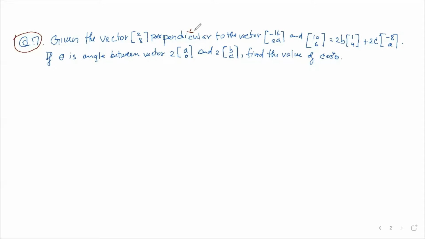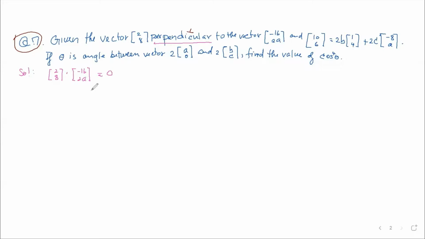From this, perpendicular means 90 degrees. This vector has theta of 90 degrees. So what is the formula we got? If two vectors are perpendicular, then the dot product equals 0, correct? So we have 2h times the vector negative 16 and 2a here. This one equals 0 because they are perpendicular.